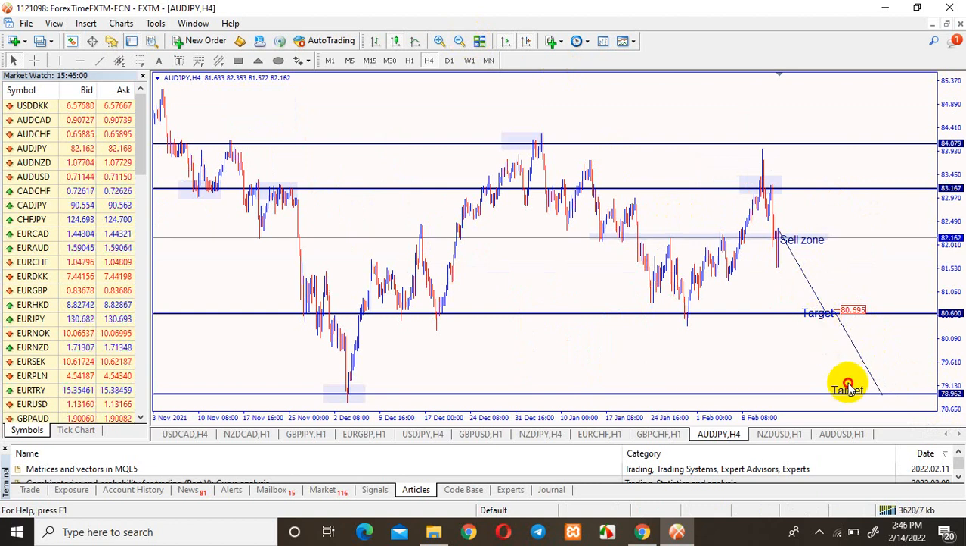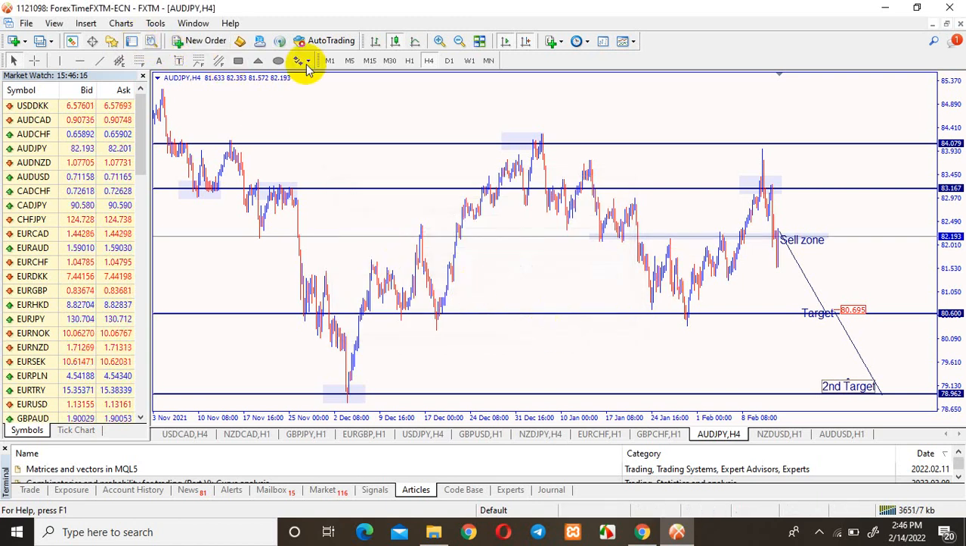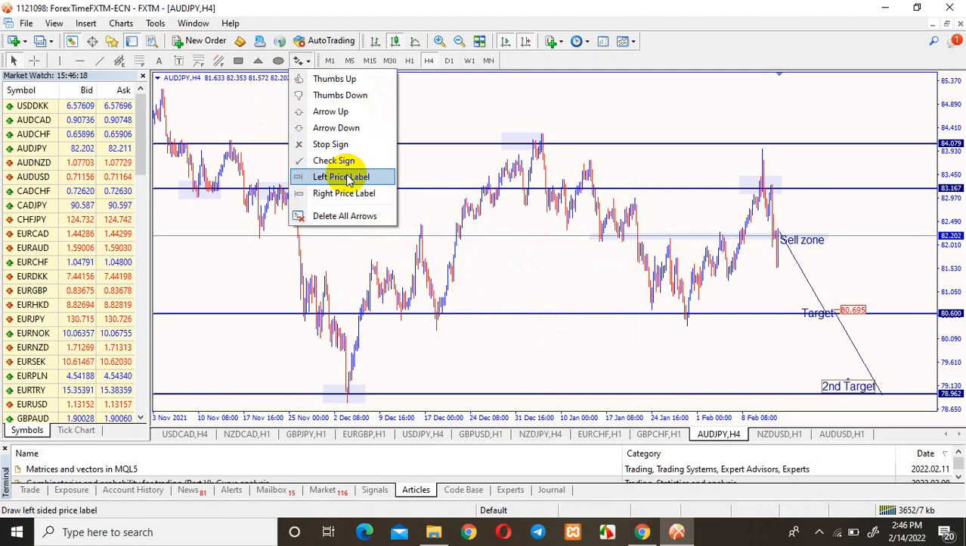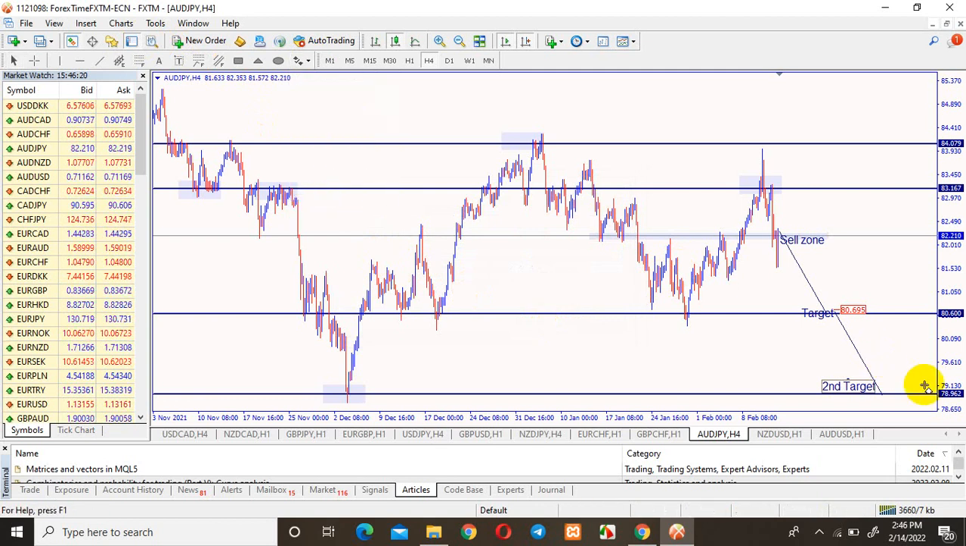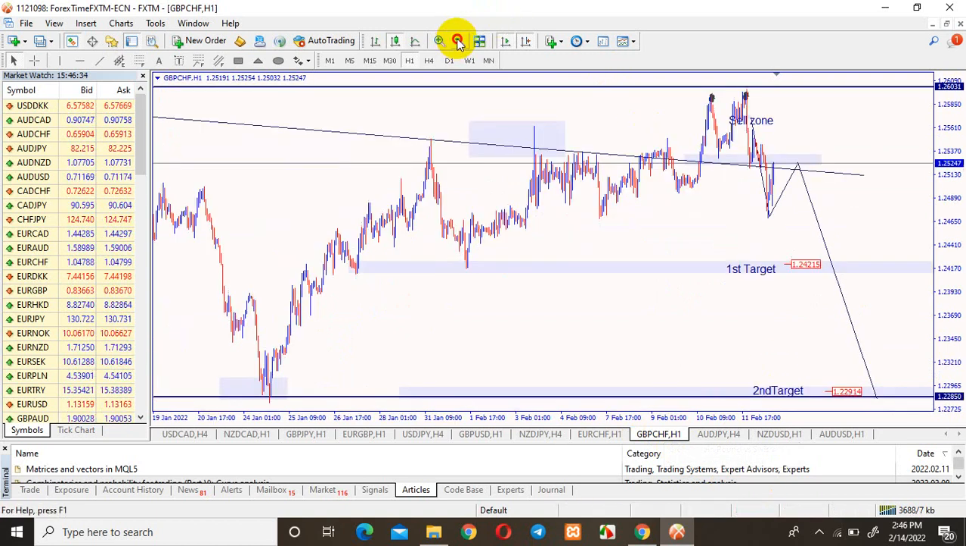We have another zone, so we'll give it a second target, which will be at around 79.07. Okay, GBP CHF is already playing out. On GBP CHF, I already have it on my chart.